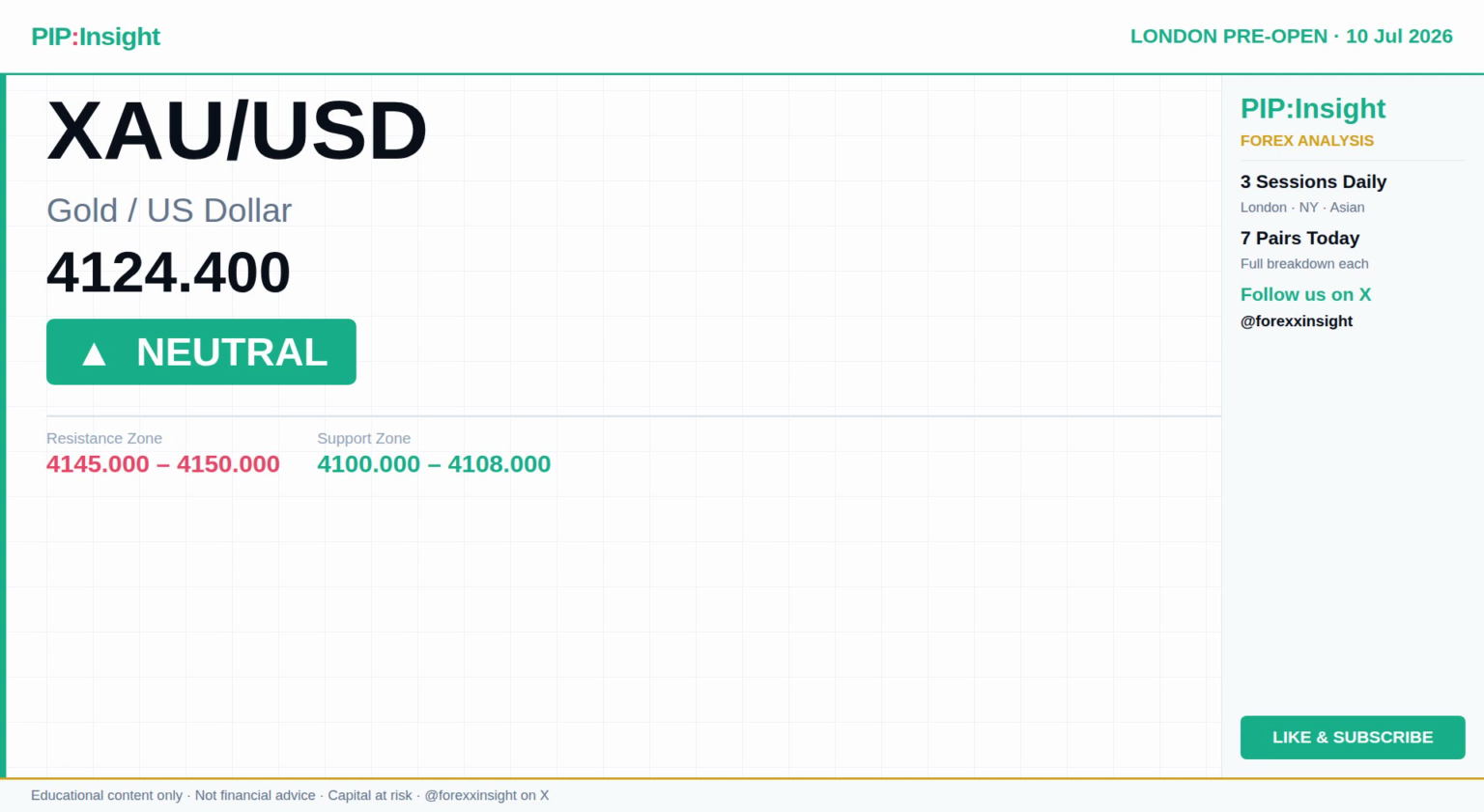On the fundamental side, the Fed monetary policy report is due at 11 this morning. It's rated low impact, but any language around rate path expectations could nudge the dollar, and gold tends to respond in kind. Safe haven demand remains a background factor worth monitoring. The levels to keep on your radar: resistance clustered around 4,145 to 4,150, and downside support between 4,100 and 4,108.